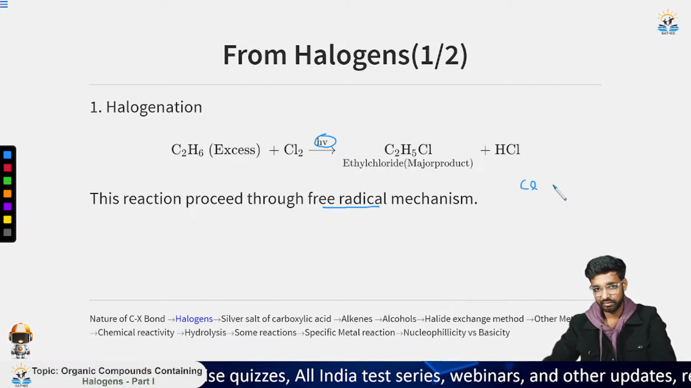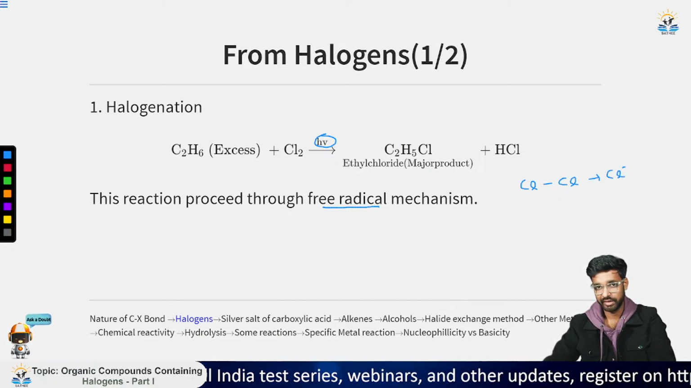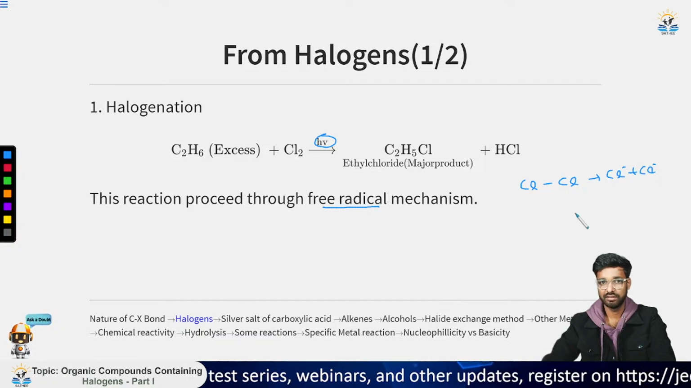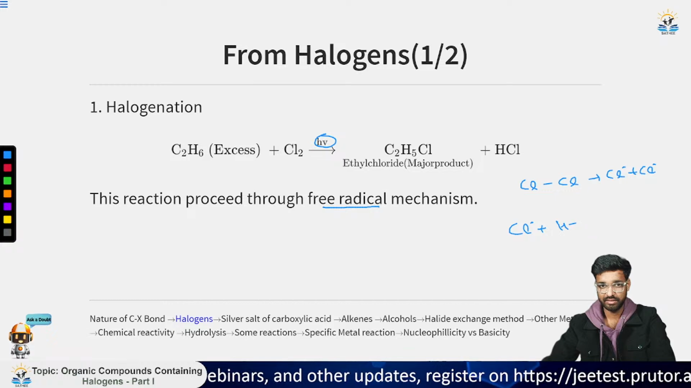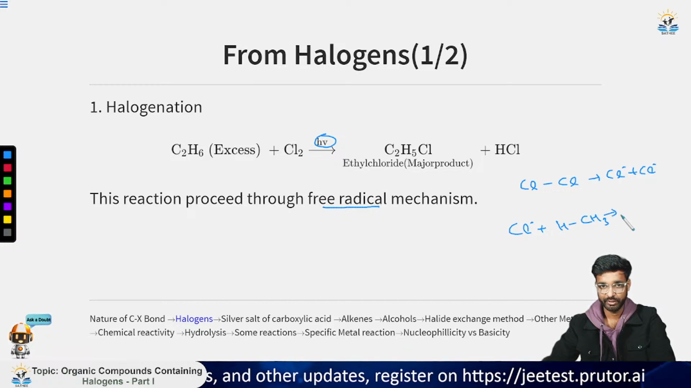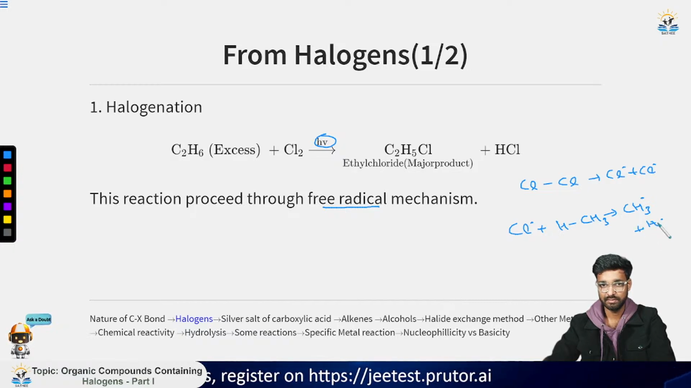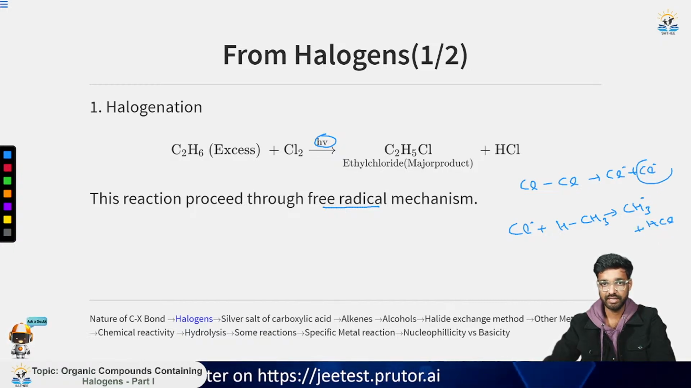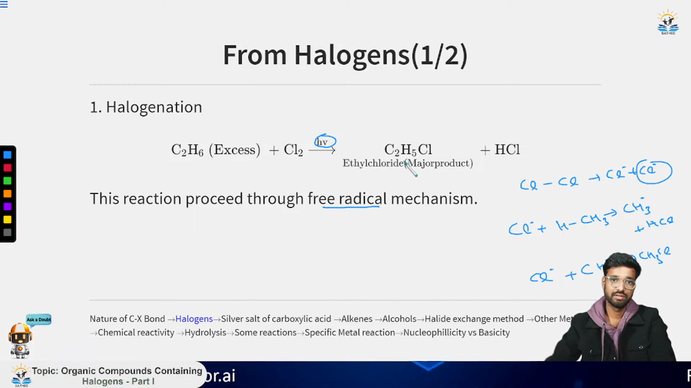So first it breaks this Cl2 into Cl dot and Cl dot, means two radicals. Now this Cl dot reacts with H-CH3 to give us CH3 dot plus HCl, and now one of these radicals that is released here reacts with this CH3 dot to give us CH3Cl, which is this.